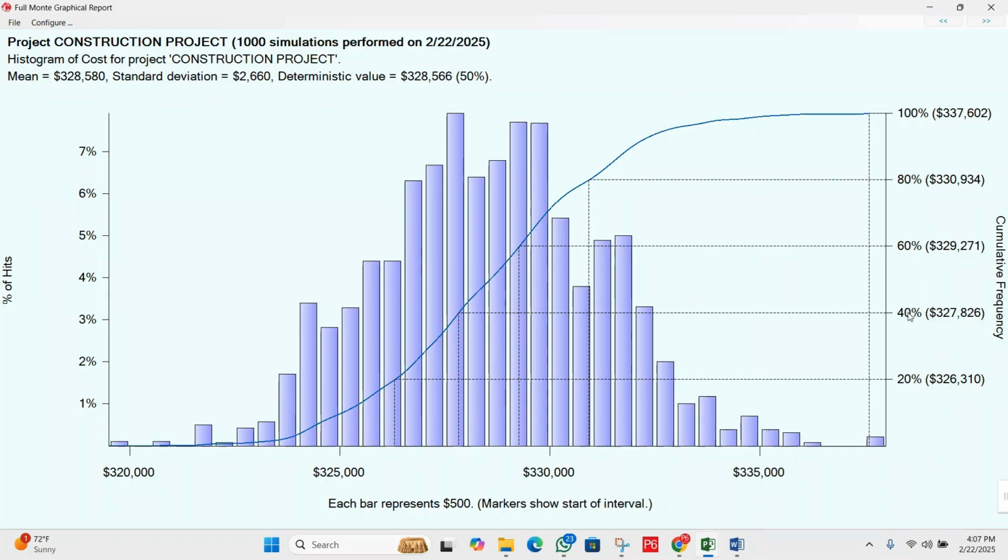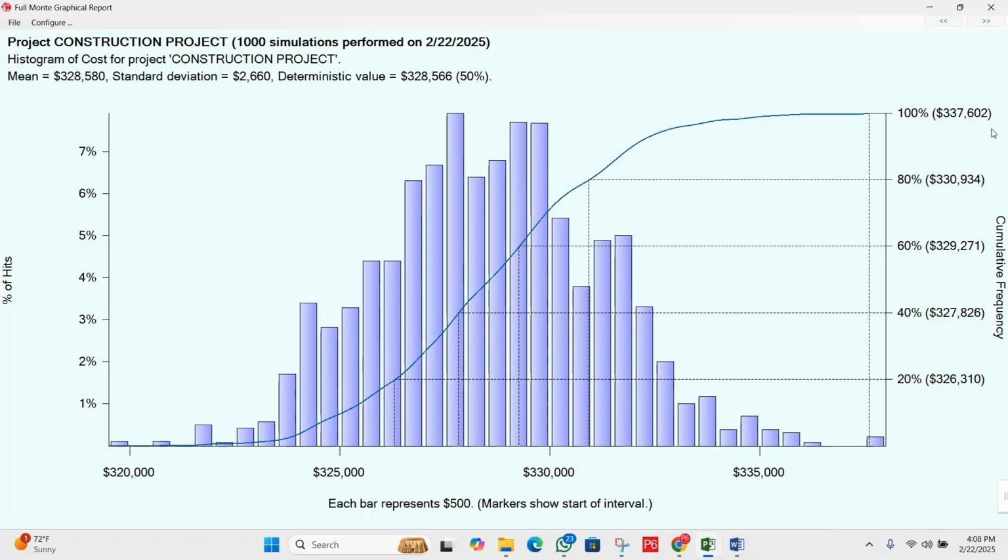That will be between 40 and 60, you can see here. Next we have the 60%. There is a 60% chance that it will cost $329,071 or less. At 80% we have $330,934. Then at 100%, that is the worst case scenario, the project could cost up to $337,620. That is the 100%.